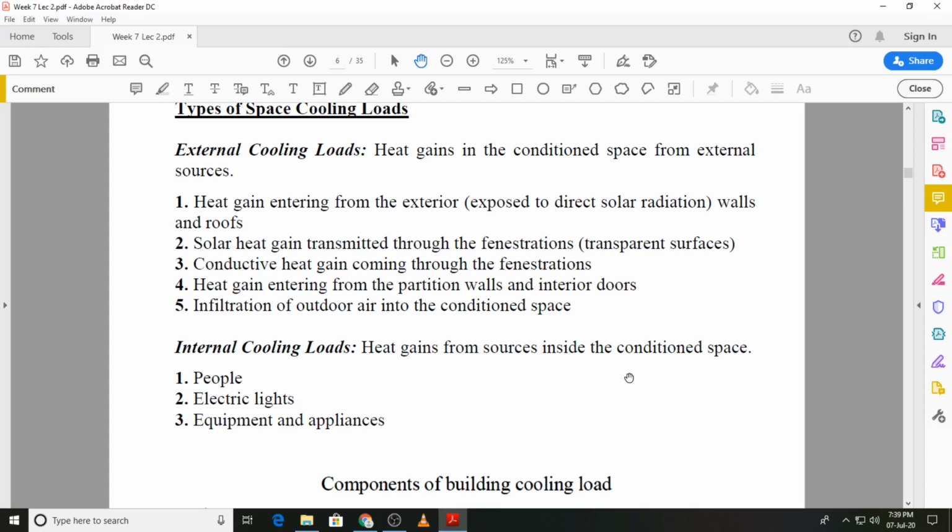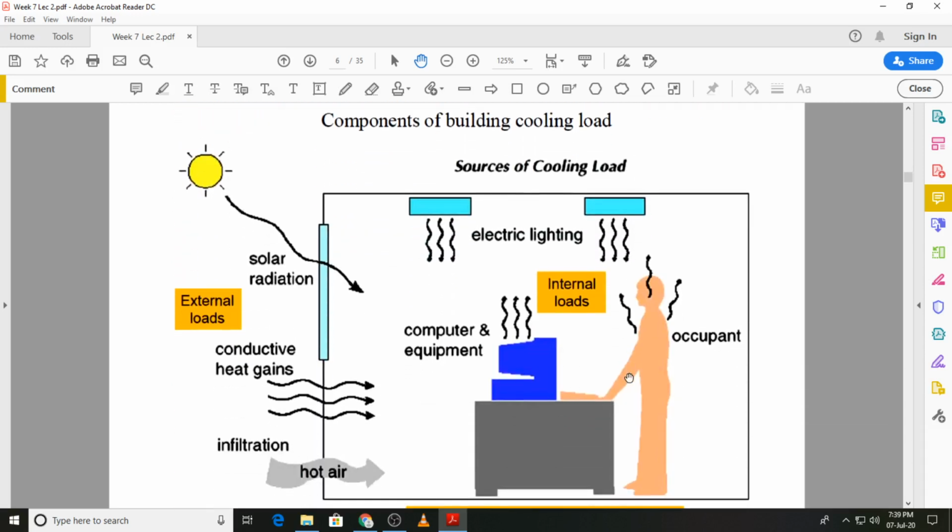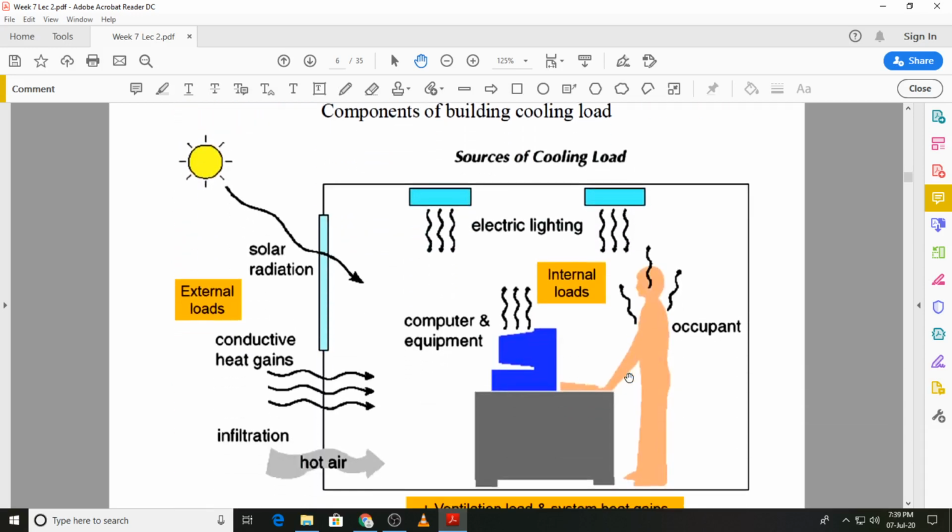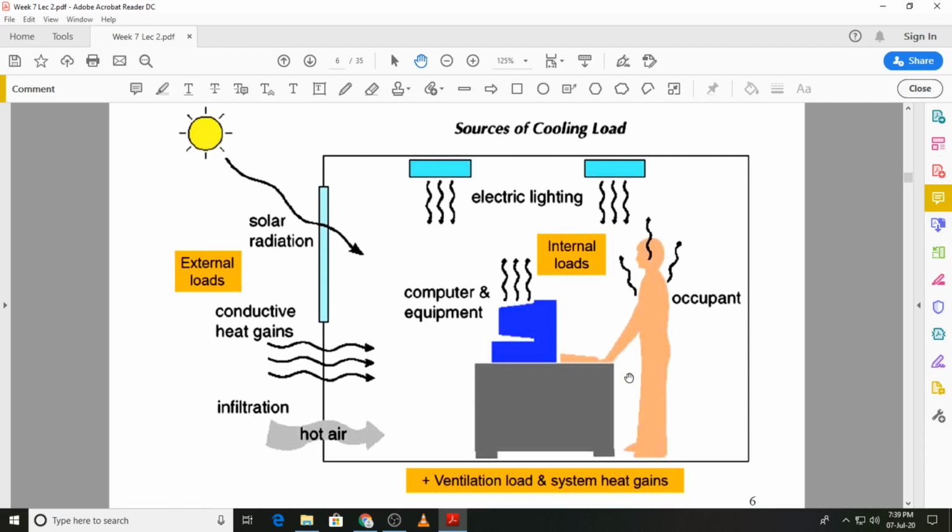And these loads are pictorially shown to us as well, and you can see over here the various loads that we had talked about. If we just look at the bottom, there is an additional mention of another load, that is ventilation load.